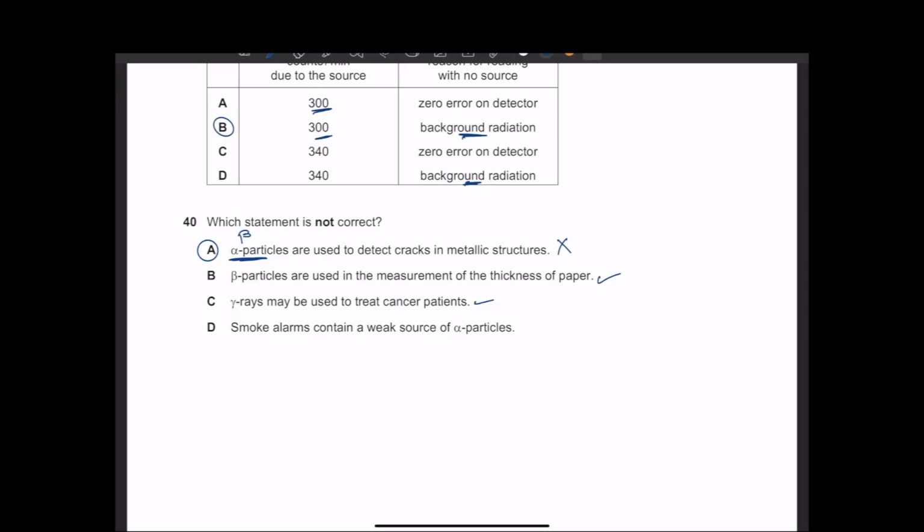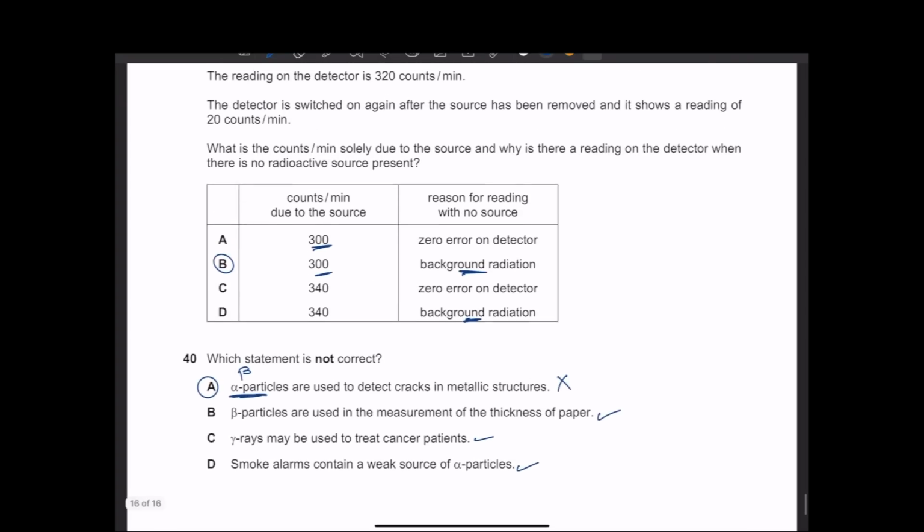Smoke alarms contain a weak source of alpha particles. Yes, this is correct because alpha has a very small range, so it could stay inside the equipment or inside the device itself. That was paper 4 for that year.